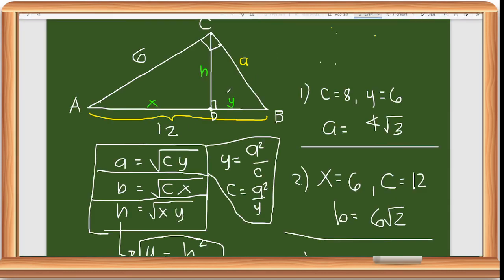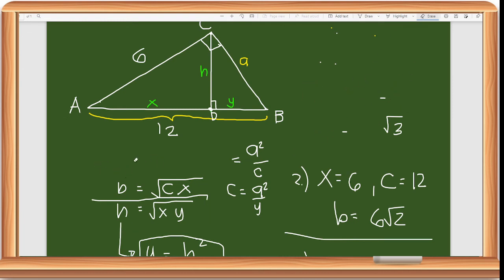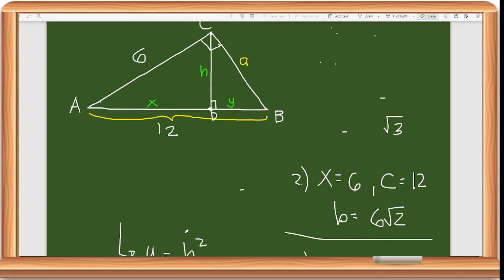Pakita ko uli yung figure. Burahin natin to para hindi kayo malito. So this is C. This is B, side B. C is the hypotenuse, which is 12. And we are looking for A, X, Y, and H.